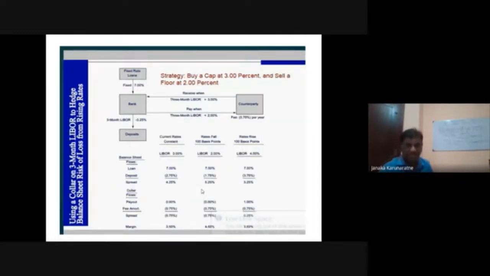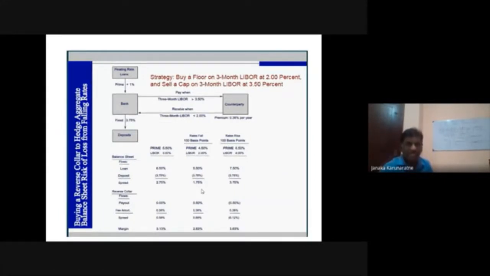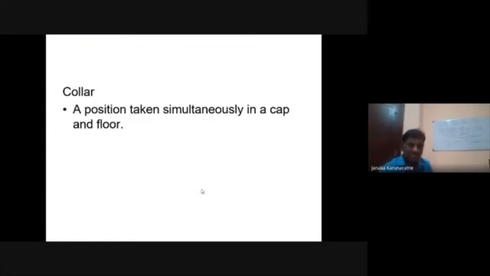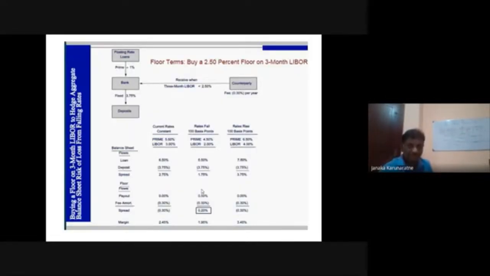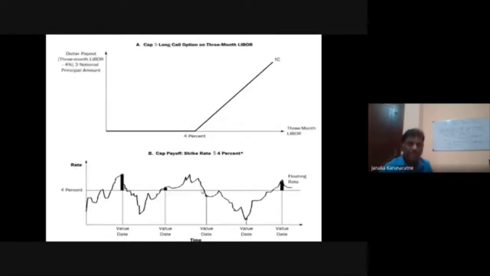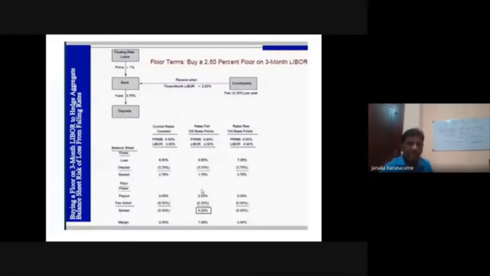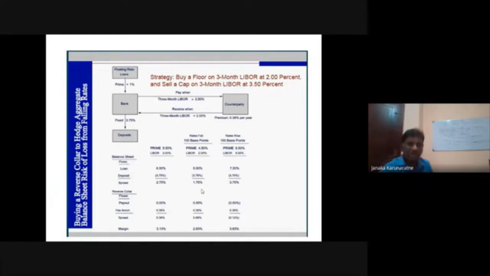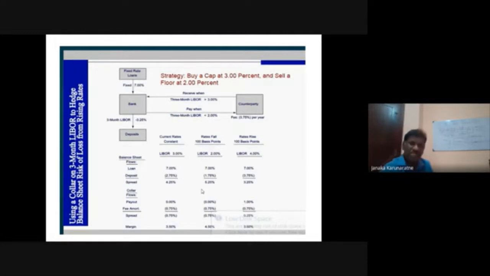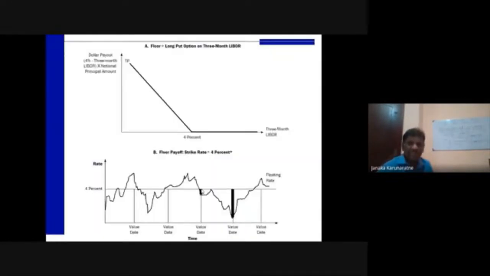So that's how a collar or reverse collar works. You can apply it for a floor, cap, anything. So this is a buyer of a floor and seller of a cap: a reverse collar. Then here is a collar, that is buying a cap and selling a floor, and so on. So you can structure anything the way you want. The only thing is you have to find a counterparty.